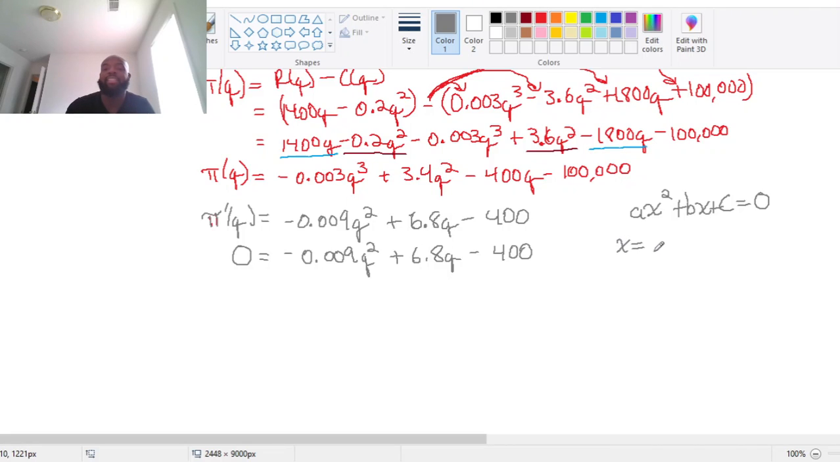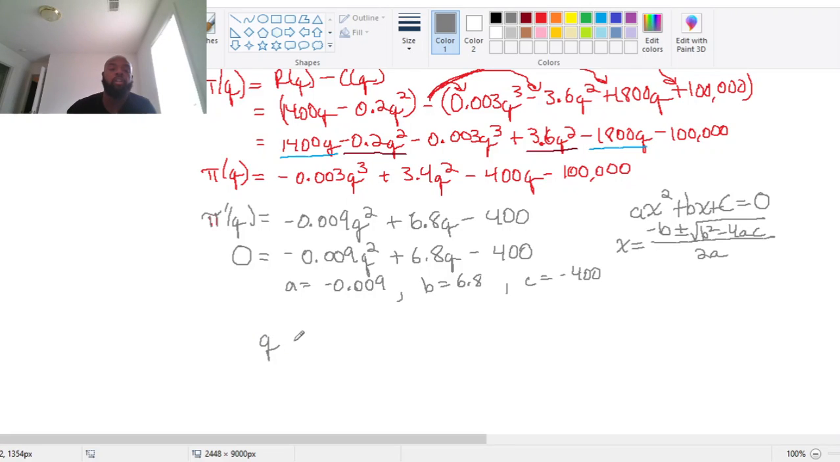The quadratic formula says that you're going to have two solutions, two possible solutions at most. It's going to be negative b, which is this coefficient on this middle term, this linear term here, plus or minus the square root of b squared minus 4ac all over 2 times a. And so in this example, the a is negative 0.009, the b equals 6.8, and the c equals negative 400. And so my input variable here is q instead of x. So my solutions are going to look like this.